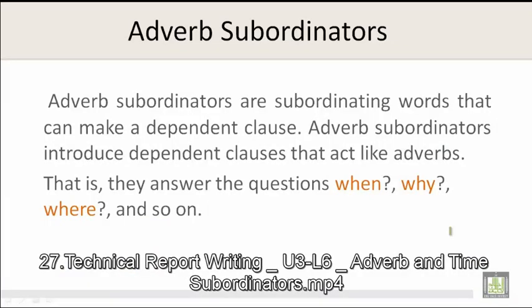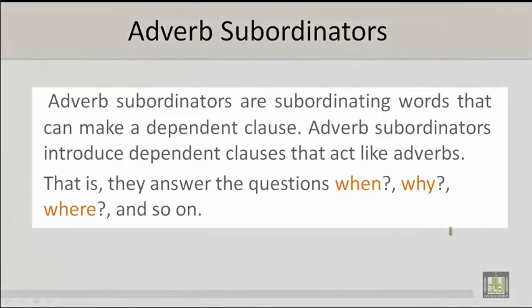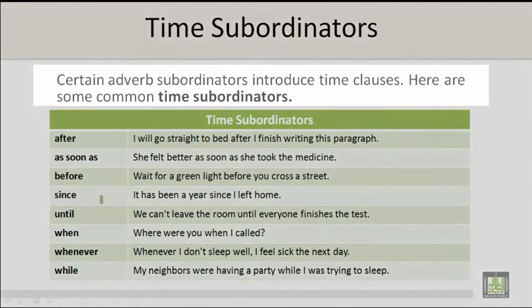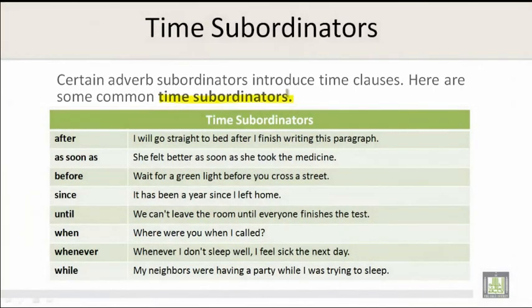Adverb subordinators. Adverb subordinators are subordinating words that can make a dependent clause. Adverb subordinators introduce dependent clauses that act like adverbs. That is, they answer the questions when, why, where, and so on. Certain adverb subordinators introduce time clauses. Here are some common time subordinators. I will read the time subordinator on the left and give you the example on the right.